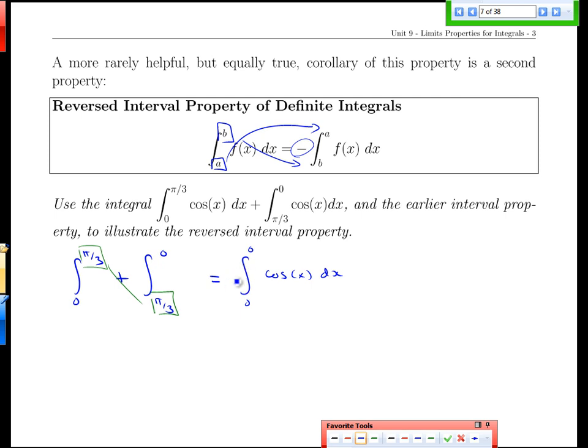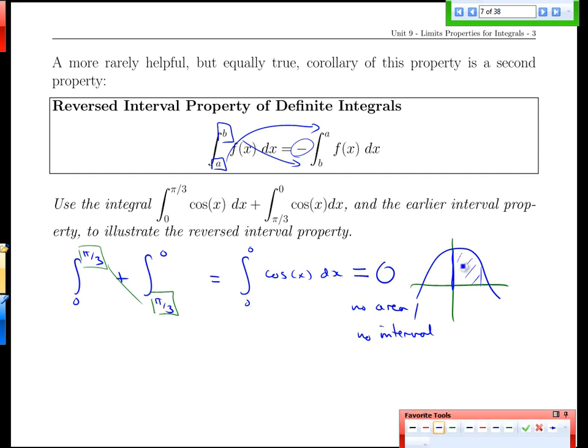And if that's the case, think of what that means in terms of area. We have the graph of cos of x, and we're asked for the area between x equals 0 and x equals 0. That, I think we can all agree, is a big 0. There is no area there because there's no width, no interval. And if that's 0, then the only way for that to work is for one of these two things to be negative. We know that the area underneath 0 to pi over 3 is perfectly reasonable. It's a nice positive value.